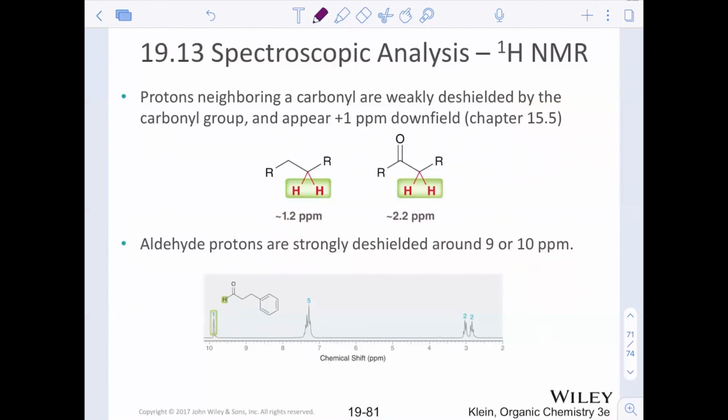Proton NMR is still important, right? So when we're thinking about a typical alkane, the methylene group, CH2 group, starts at around 1.2 ppm. Remember, when it's adjacent to a carbonyl, we add 1, right? Plus 1 ppm to appear more downfield for those methylene groups. So know the difference between the protons next to a carbonyl. Also, the aldehyde proton itself appears around 10 ppm.